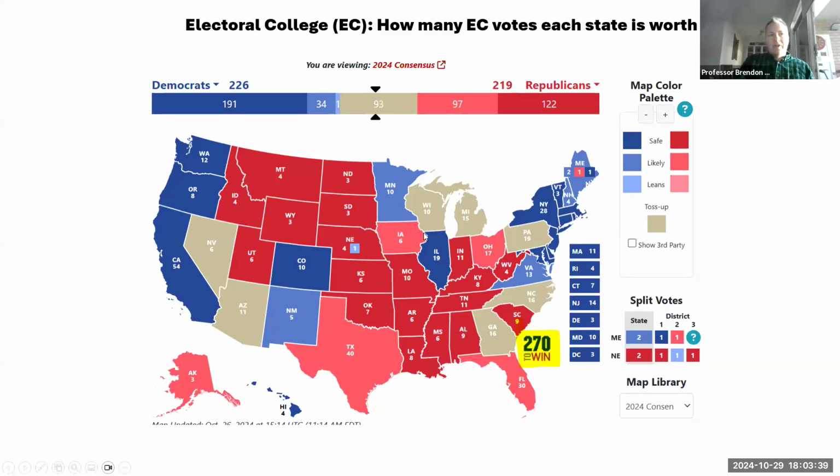Now, the states that are in a beige or brown in my map, these are really where the election will be fought out, in these swing states, because it's a state-by-state election system. So it comes down to the states which tend to be the closest, which might swing from one election to the next. You need 270 Electoral College votes to win the election.